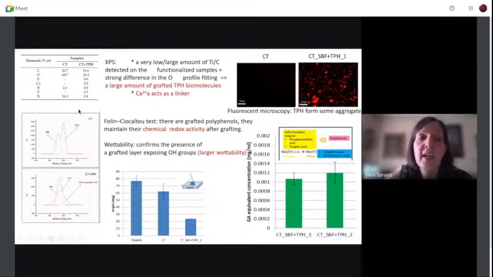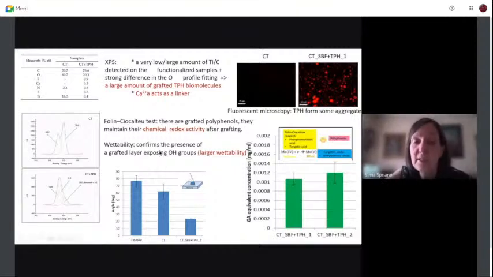And you can also see on the left an enlargement of the profile fitting of oxygen. Without polyphenols, you can see the titanium oxide and the OH groups. You already know this picture. But if you add the polyphenols, the profile fitting is completely different because of the presence, and this is a confirmation of the presence, of the polyphenols.